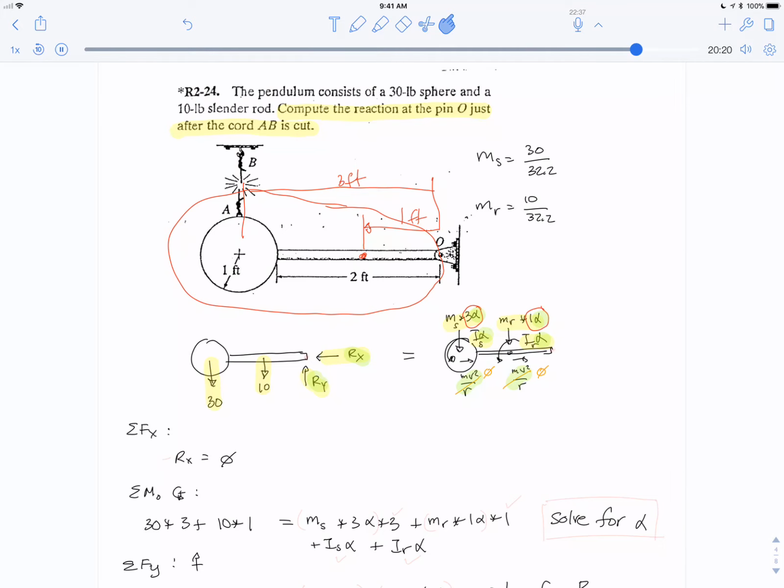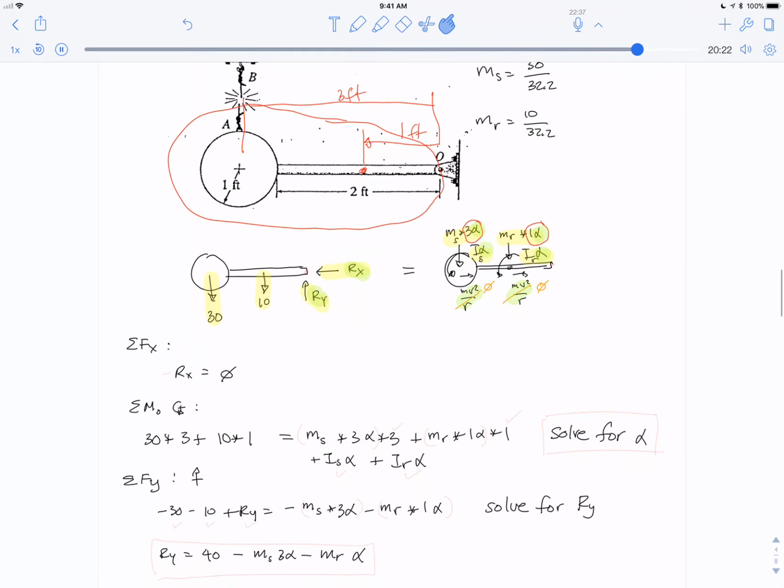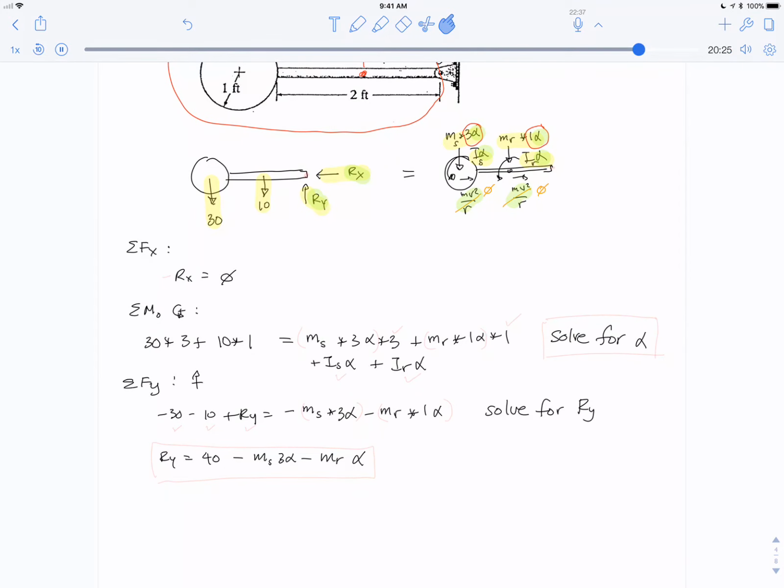Okay, so let's do this. If you sum the x components, technically you have minus Rx going to the left, if I take to the right positive, and there are no x component accelerations on the right-hand side, so it's 0, so Rx is 0. We're going to take moments someplace clever. So to me the clever place is to take the moments about the pin, to get rid of both of those reactions. So on the left-hand side, taking moments about the pin, counterclockwise is positive. That 30 has a moment arm of 3, and that 10 has a moment arm of 1.